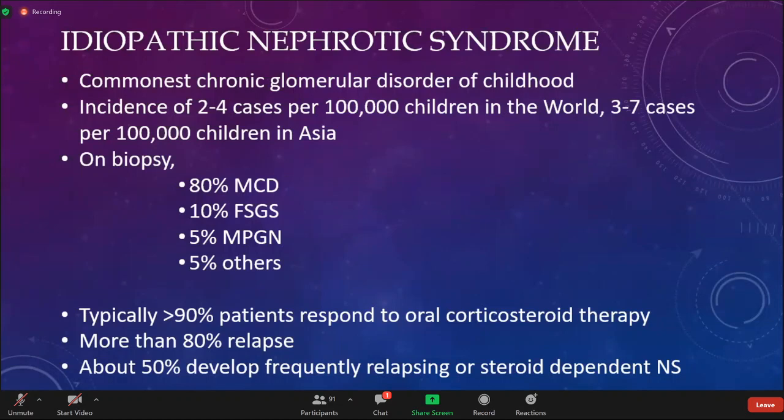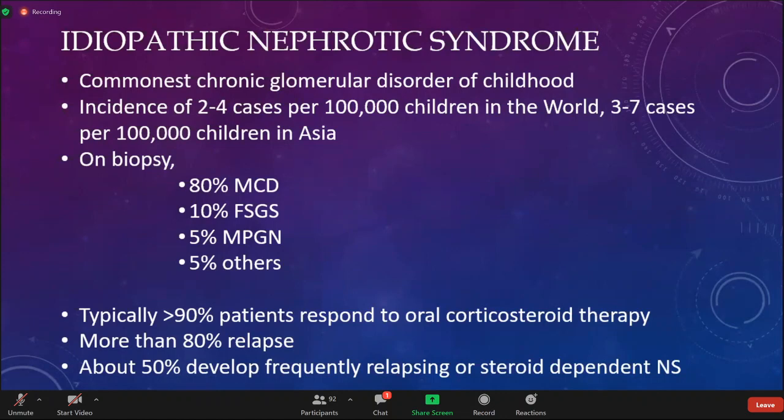For example, if they develop nephrotic syndrome following vasculitic diseases like SLE, HSP, those children come under secondary nephrotic syndrome. Sometimes they can develop nephrotic syndrome following drugs, for example, gold, penicillamine, heavy metals. Those can cause nephrotic syndrome, and it comes under the category of secondary nephrotic syndrome. That is what you call the etiological classification of nephrotic syndrome, primary and secondary.